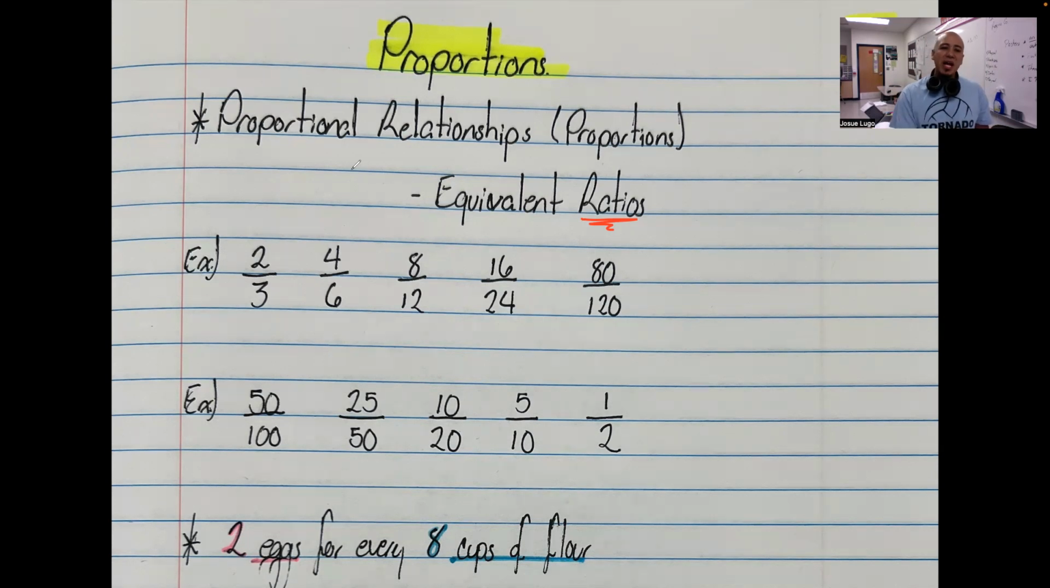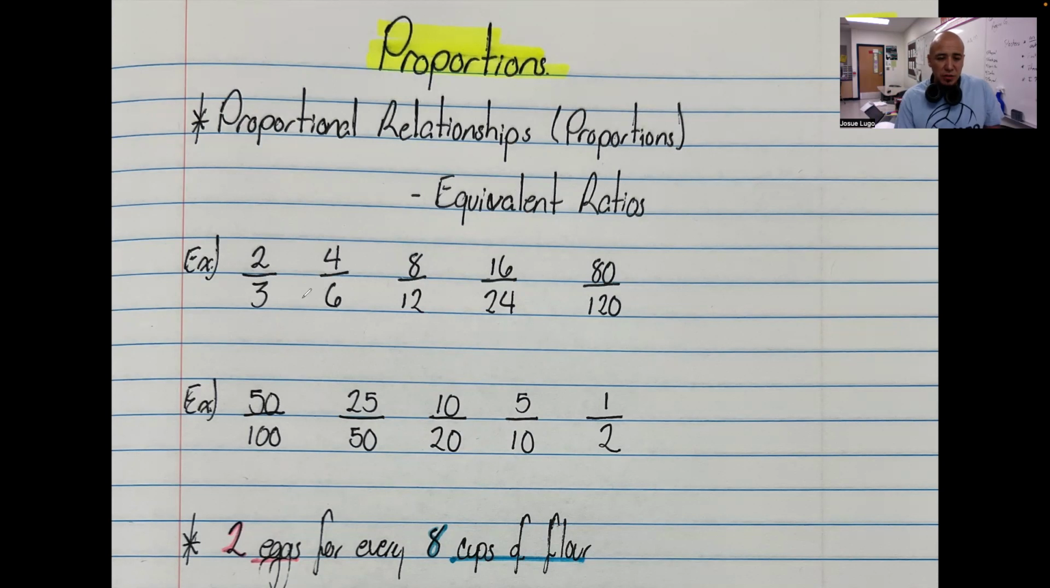So again, when we have a proportion or a proportional relationship, we're saying that that set of fractions or that set of ratios are all equivalent to each other. For example, I want you to observe this first pattern right here. So we have 2/3, 4/6, 8/12, 16/24, 80/120. And the question is, what do all of these have in common?